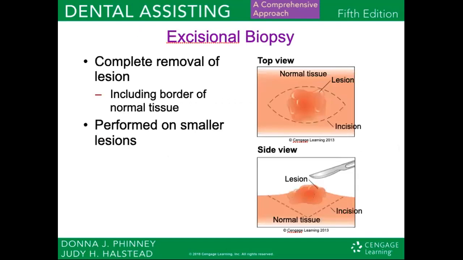Excisional biopsy is the complete removal of the lesion, including the border of the normal tissue to make sure that all of the abnormal lesion has been removed. This is usually performed on smaller lesions, and this is the procedure of choice when, like I said, the lesion is smaller than 1 centimeter. And it is usually done when there is no interference of appearance and function will occur normally.